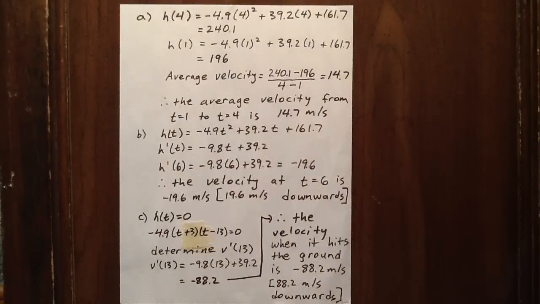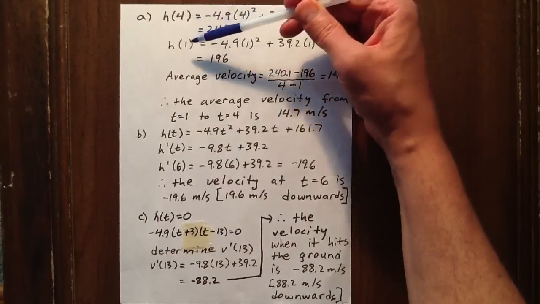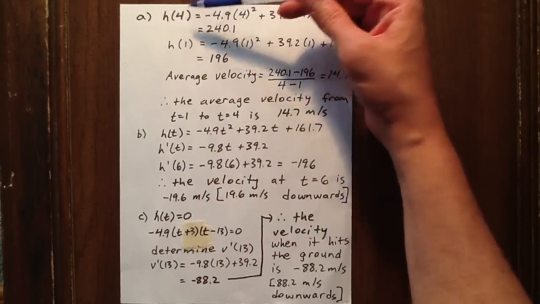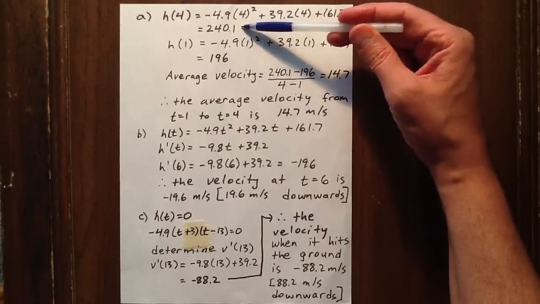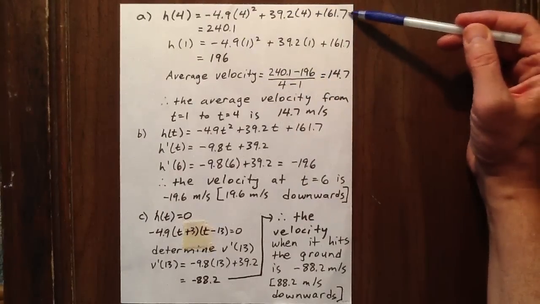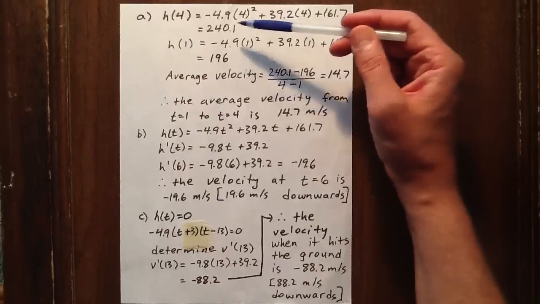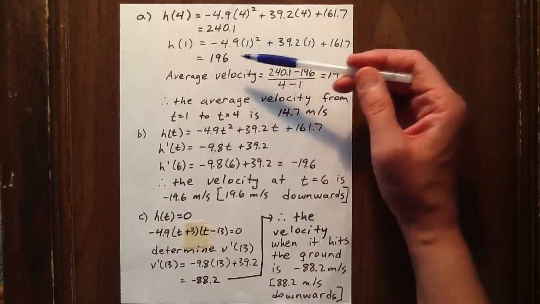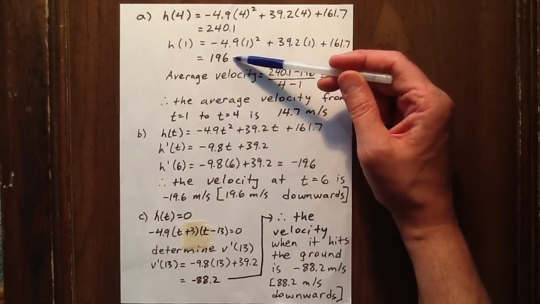Well, the way we're going to find the average velocity between t equals 1 and t equals 4 is to figure out the heights at those times, and we do that by subbing it into the original formula. After 4 seconds, the height is 240.1 meters, and after 1 second, the height is 196 meters.